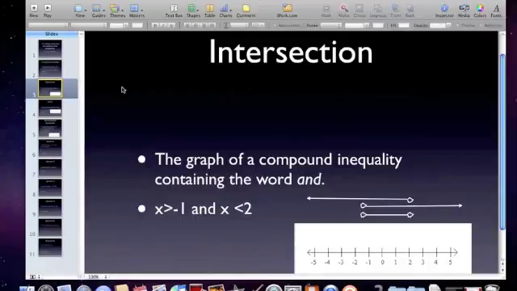Intersection. The graph of a compound inequality containing the word "and." We have the graph down here, and there's an example right there.